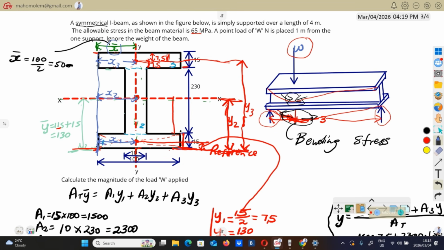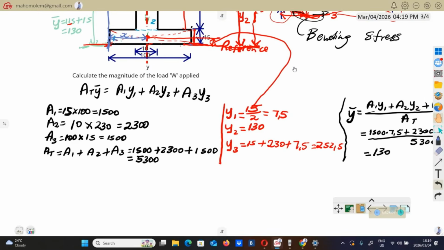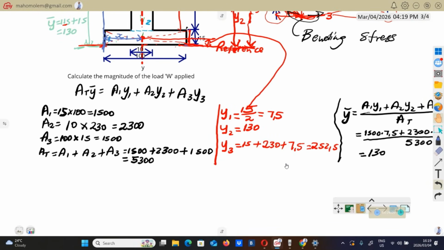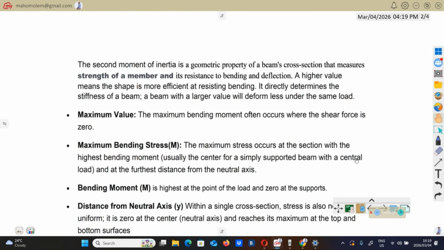Now, let's go to what we call the second moment of inertia. So the second moment of inertia is going to tell us about the strength of this I profile. It's a geometric property of a beam's cross-section that measures its strength and its resistance to bending and deflection.